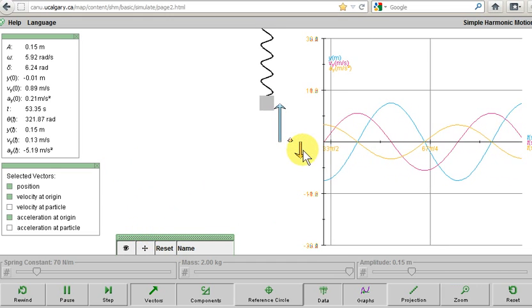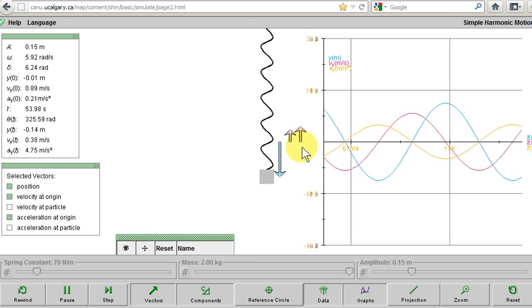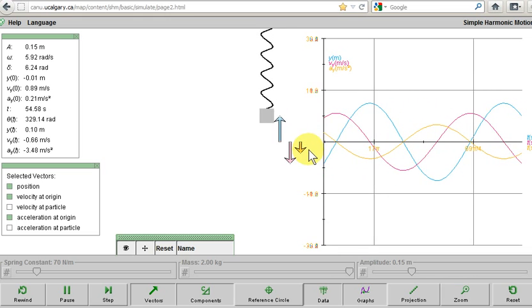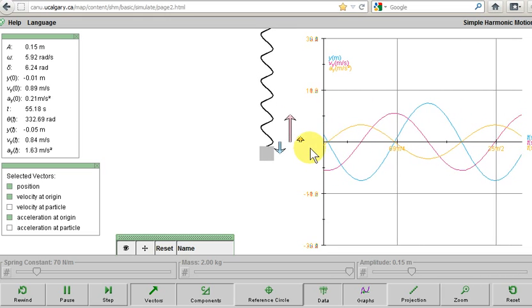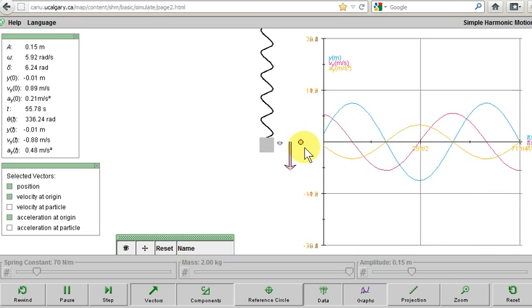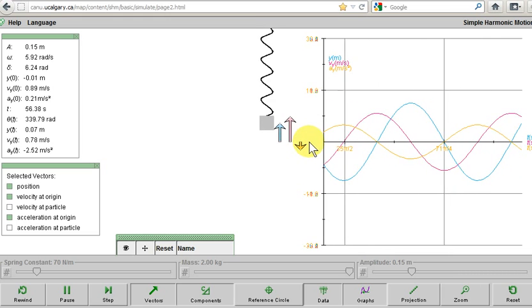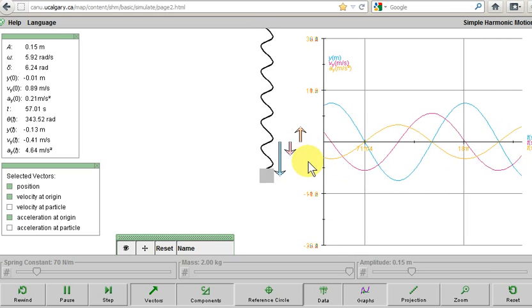The acceleration is related to the force. It's in the same direction as the force. By Newton's second law, F equals ma. So when the acceleration is high, force is high, and vice versa.